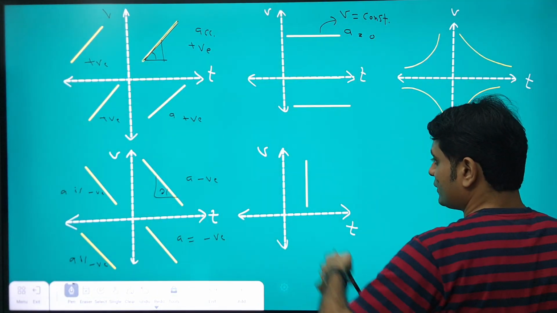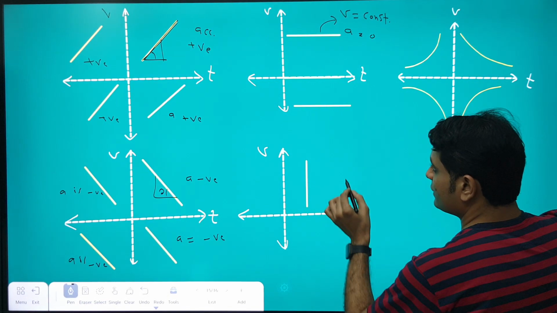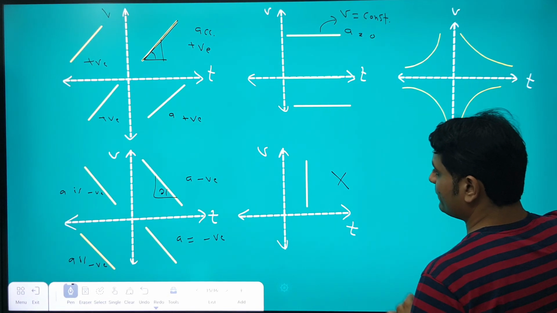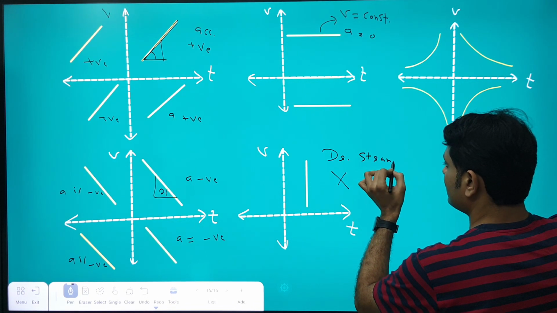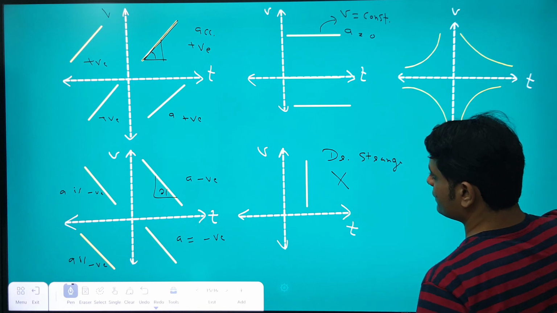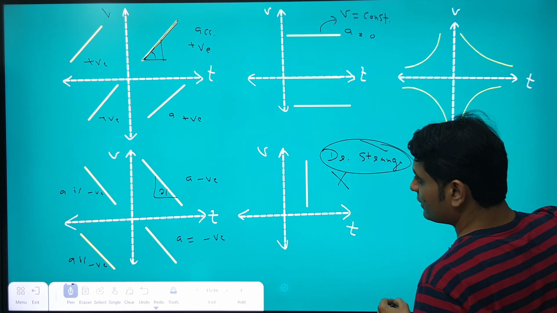If the graph is like this, if it is vertical, if it is remaining perpendicular to the time axis, then such graphs are not possible. Okay, you have to meet Dr. Strange in this case. Hope you understand. If you don't, then it doesn't matter, it's not a part of physics, it's a part of Marvel.